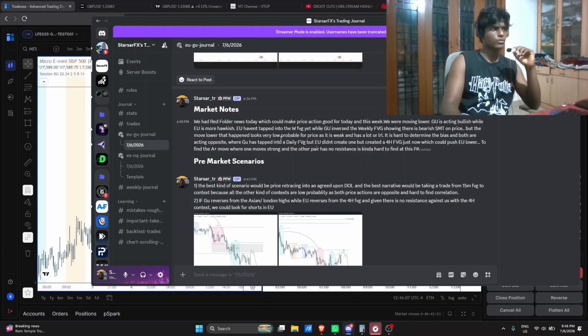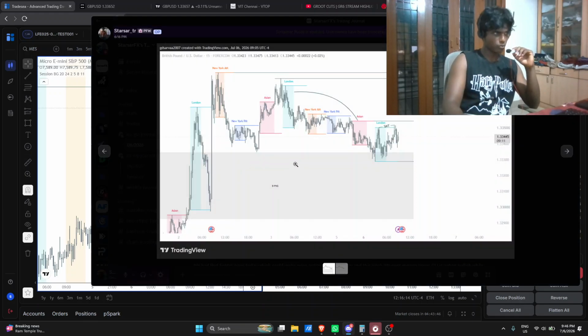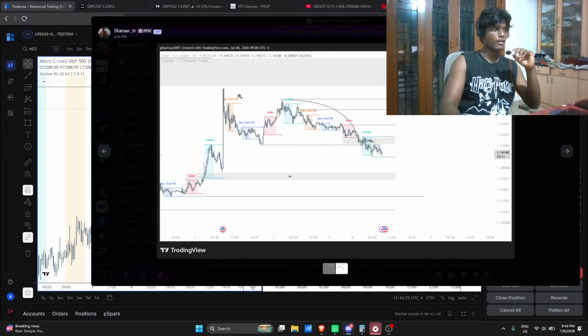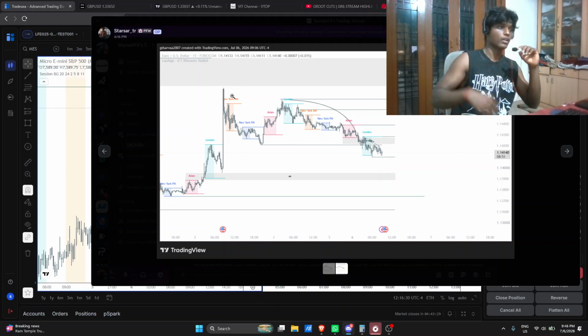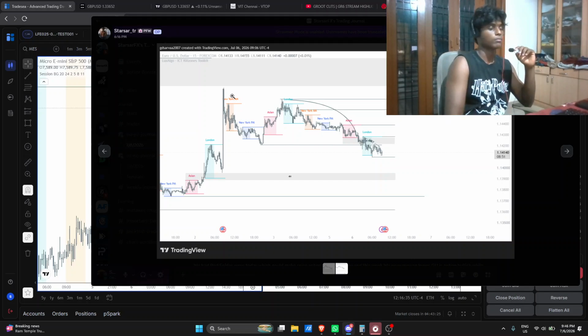EU and GU was okay. I kind of like opposite, because EU didn't have a daily fair value gap to push higher. He was bearish because he didn't even tap the weekly fair value gap above it. There was a weekly fair value gap, and GU reversed it, but EU didn't even tap it. So there's a big SMT on the top right, a bearish SMT. That's something I need to keep in mind, but that's not going to affect the way I'm going to trade today.